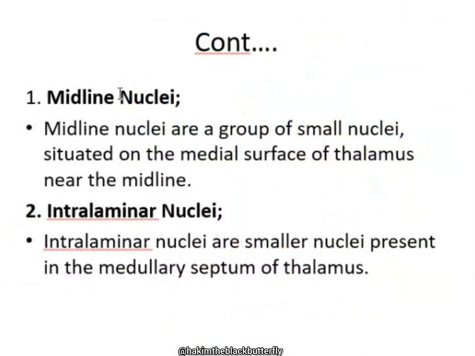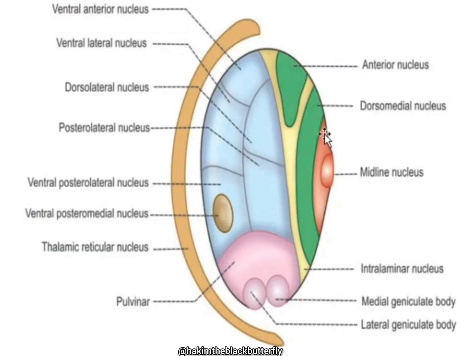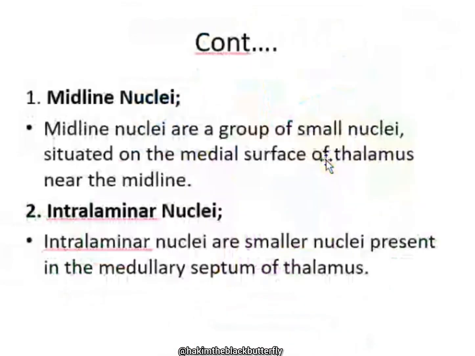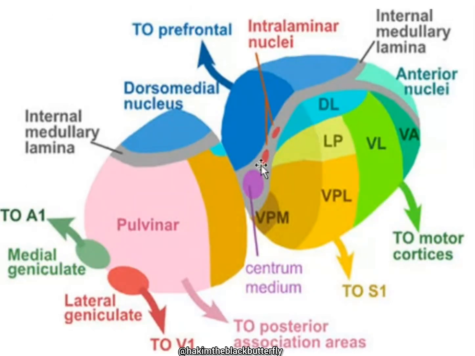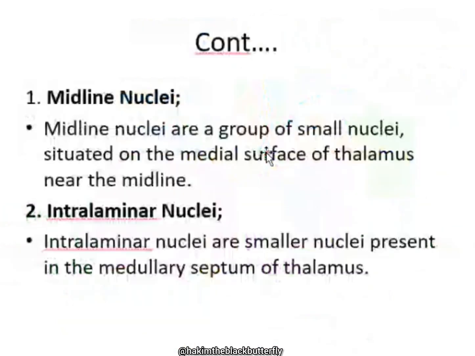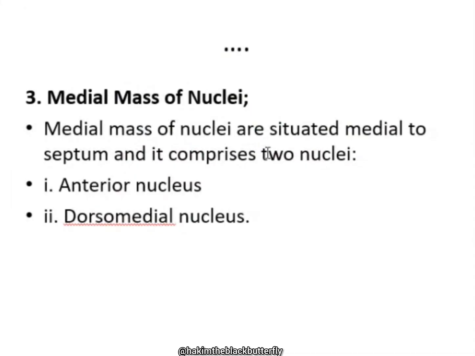So the midline nuclei, they are located on the medial surface of the thalamus near the midline. And these are the ones we have used to color red. These are the midline nuclei. Intralaminar nuclei, they are on the inside of the lamina, which is the septum. They are on the inside of this lamina. When you look at this illustration, this is the lamina. They are on the inside of the lamina. They are the intralaminar nuclei.